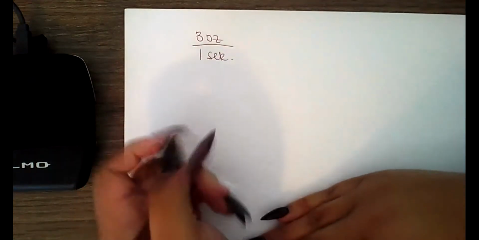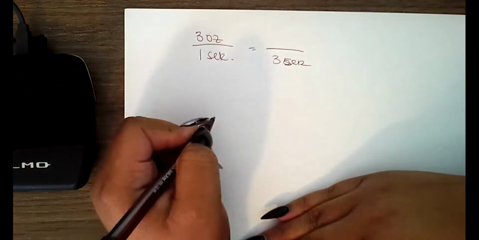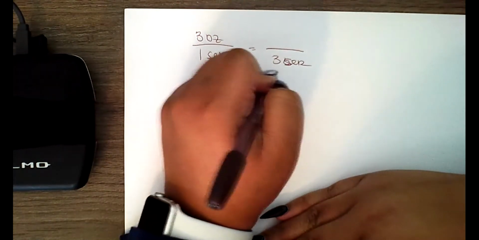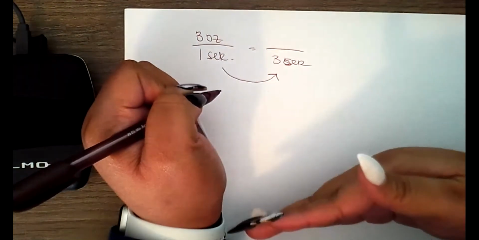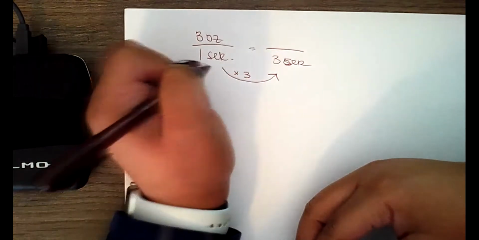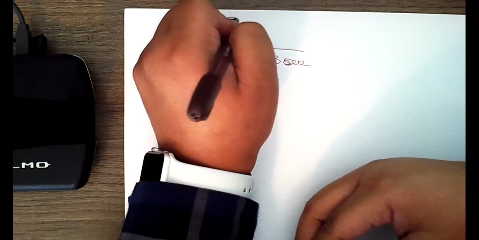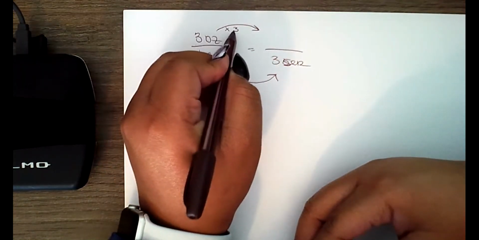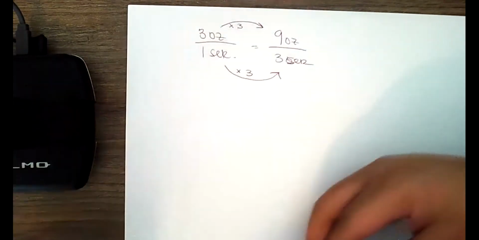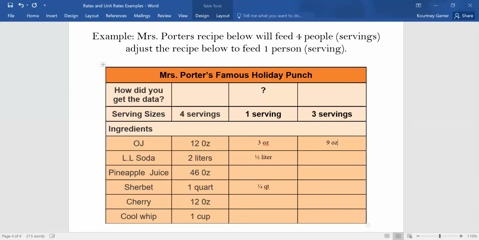Well, now let's look. If I now want to know how much for 3 servings, how can I get from 1 to 3 using multiplication or division? Well, I can multiply by 3. 1 times 3 is 3. And what I do to the bottom, I have to do to the top. So I'm going to multiply by 3. 3 times 3 gives me 9 ounces. So I'm going to go back to my table, and right next to that row, I'm going to write 9 ounces.